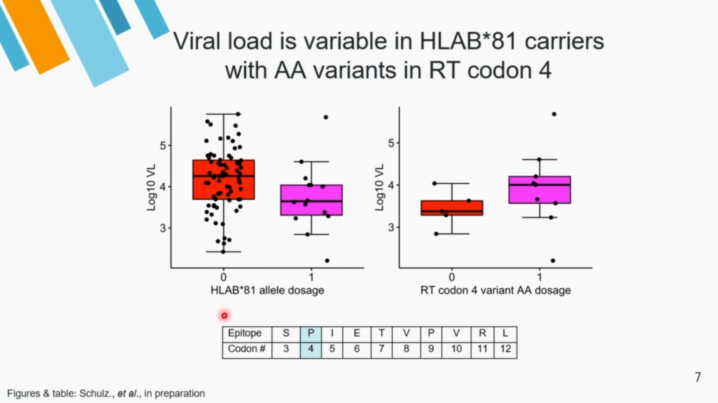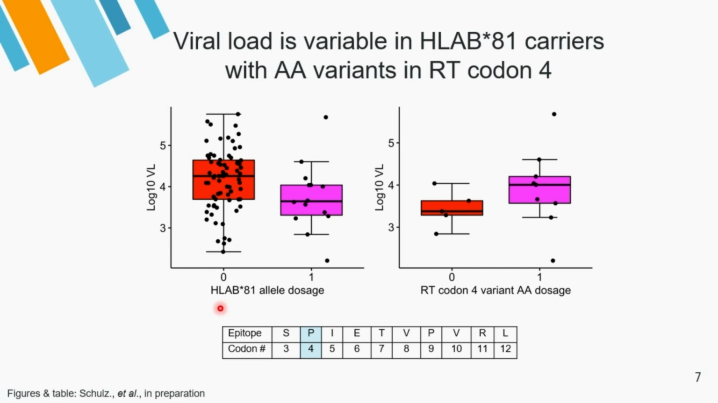The next thing that we also wanted to look at was to see if there was a kind of biological mechanism that was working here. And so I ran an epitope prediction using the IEDB Tools online tool. And I found that this epitope, which is called SL10 and covers reverse transcriptase codon 4, was found to be restricted by HLA-B81 with an IC50 of 567 and a percentile rank of 0.04.